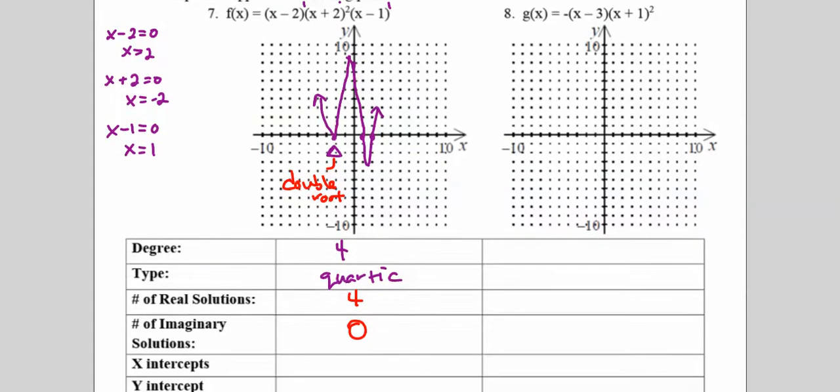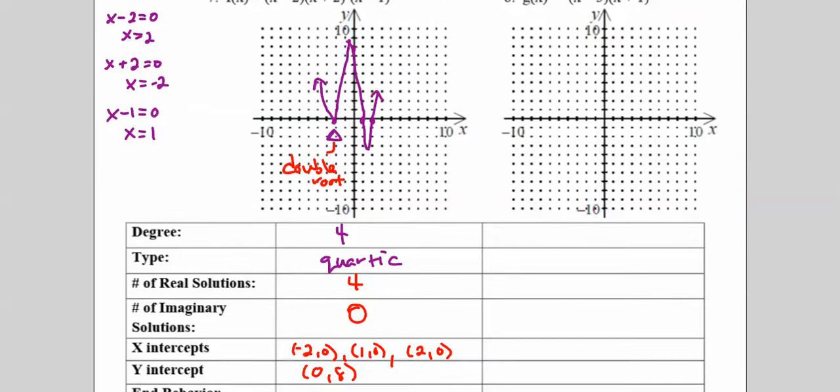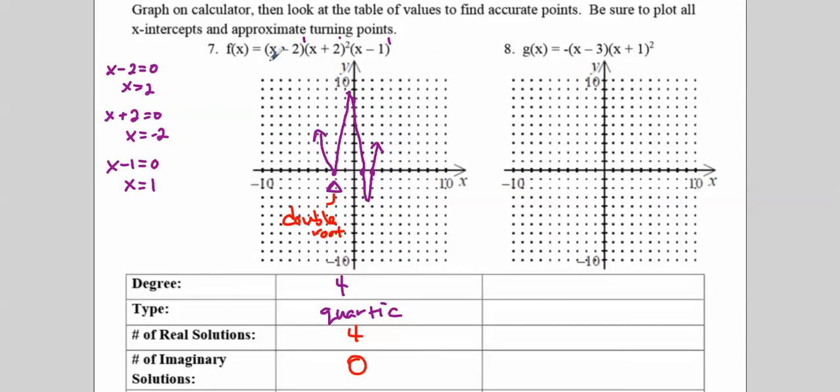The x-intercepts. This is where we touch the x-axis, so at -2, +1, and +2. The y-intercept, we saw on the graph that the y-intercept was 8. If you didn't have the graph, you would find the y-intercept by substituting 0 for all the x's. So 0 minus 2, 0 plus 2 squared, 0 minus 1, you should also get 8.